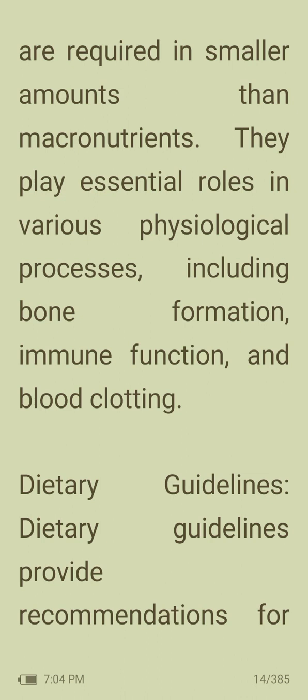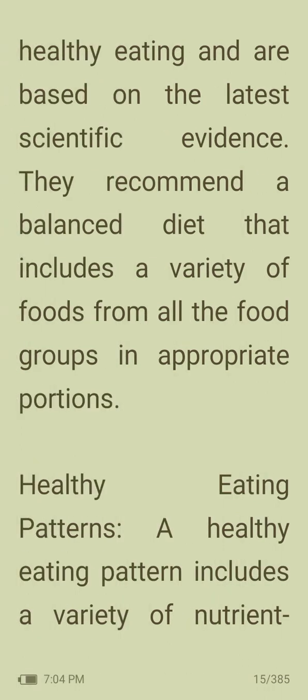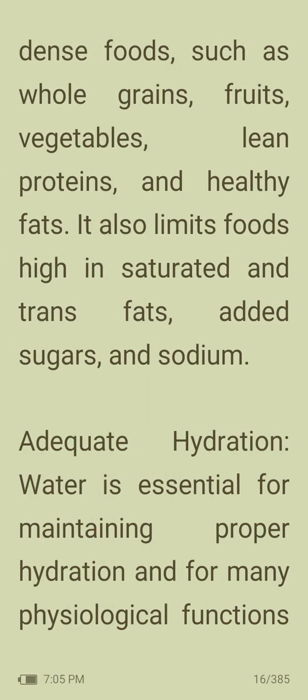Then, dietary guidelines. Dietary guidelines provide recommendations for healthy eating and are based on the latest scientific evidence. They recommend a balanced diet that includes a variety of foods from all the food groups in appropriate portions. Then, healthy eating patterns. A healthy eating pattern provides a variety of nutrient-dense foods such as whole grains, vegetables, fruits, lean protein, and healthy fats. It also limits foods high in saturated and trans fat, added sugars, and sodium.